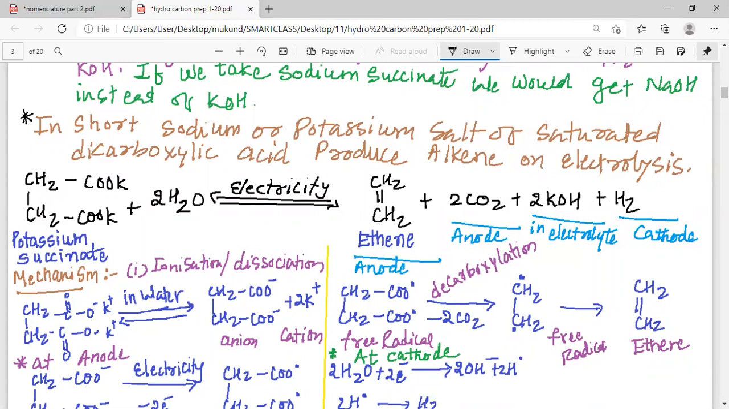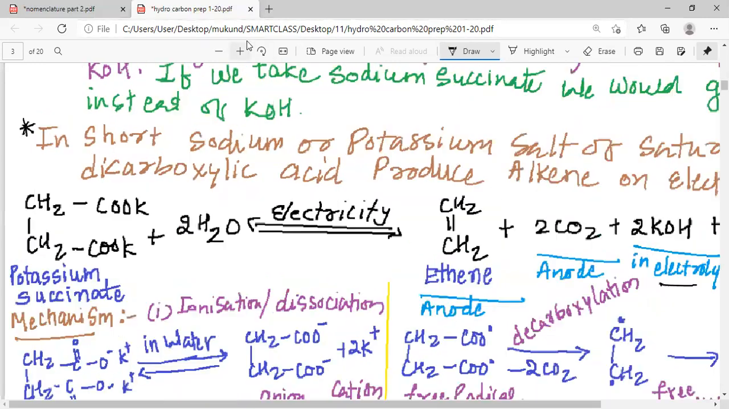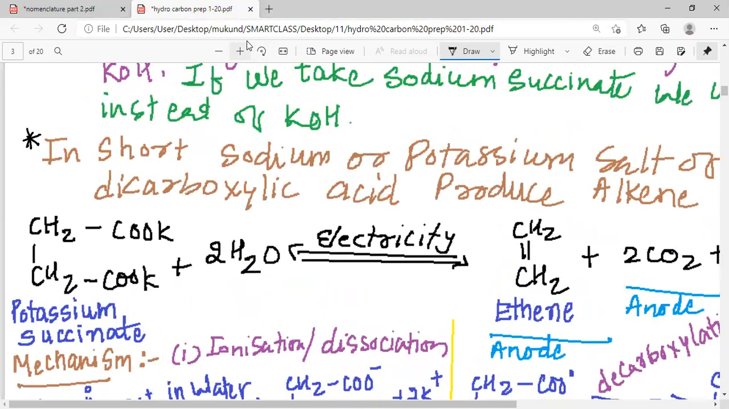So you can see that we have potassium succinate and water. We pass electricity so that the electrolysis takes place. And at anode we get ethene. At anode we get carbon dioxide gas. Into the electrolytic solution we get potassium hydroxide, and at cathode we get hydrogen gas. For that, my dear students, let us study the mechanism of this reaction.